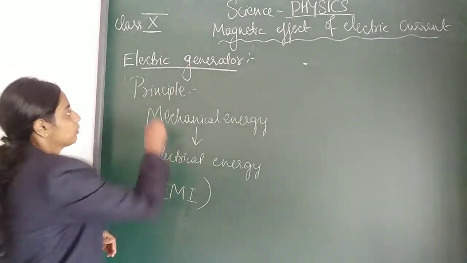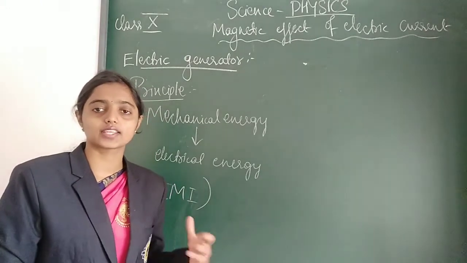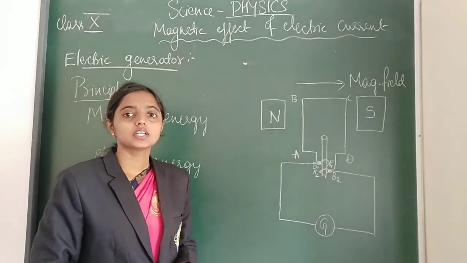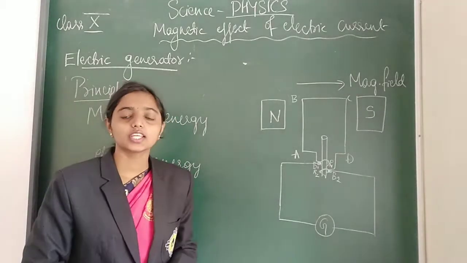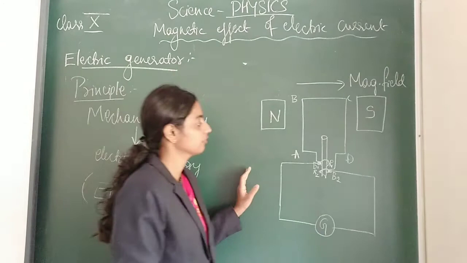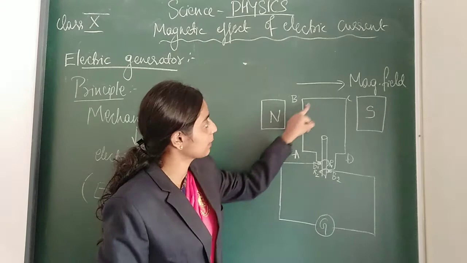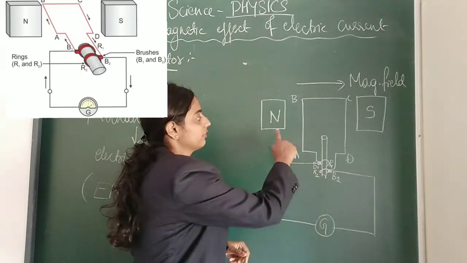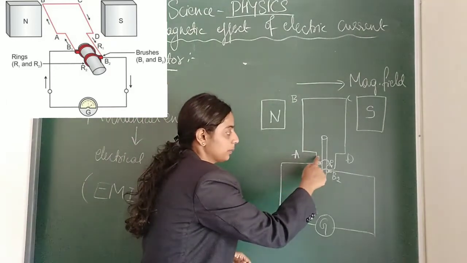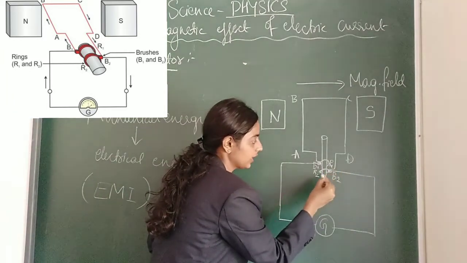After the principle, what do we have? A neat labeled diagram. Here it is almost similar to the electric motor, but we have two differences. Let us see what those are. Look at the labeled diagram of electric generator. Here we have a rectangular insulated copper coil, named ABCD, placed between two poles of permanent magnets. The terminals of the rectangular coil are connected to ring 1 and ring 2.